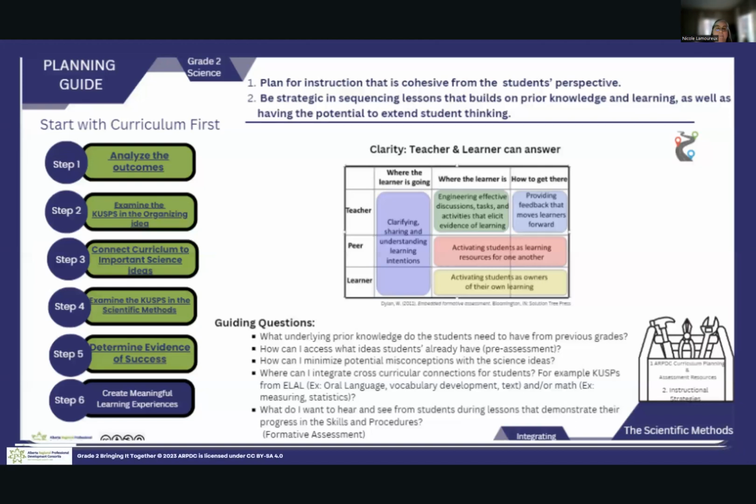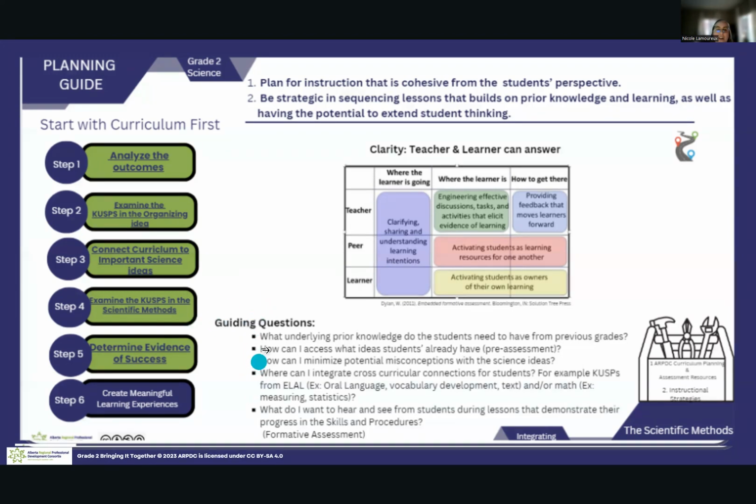And then you're ready to do the instruction piece. Now you're ready to plan the lessons because you've got a sequence in which you're going to unfold. So, creating meaningful learning experiences. To plan for instruction that is cohesive from the student's perspective, be strategic in sequencing lessons that build on prior knowledge of learning, as well as having the potential to extend their thinking.